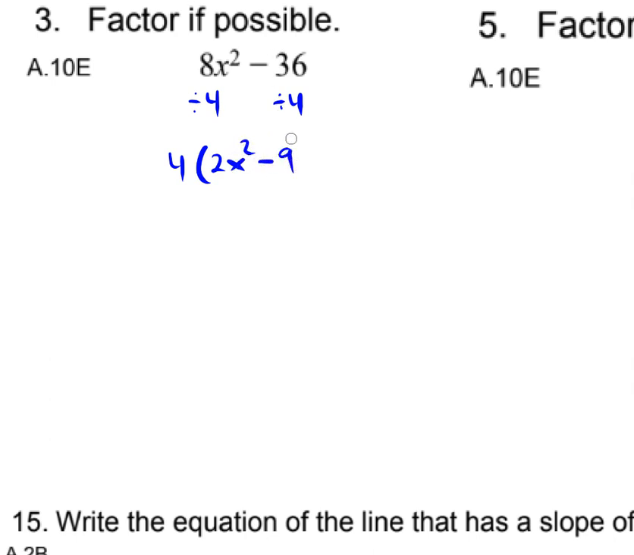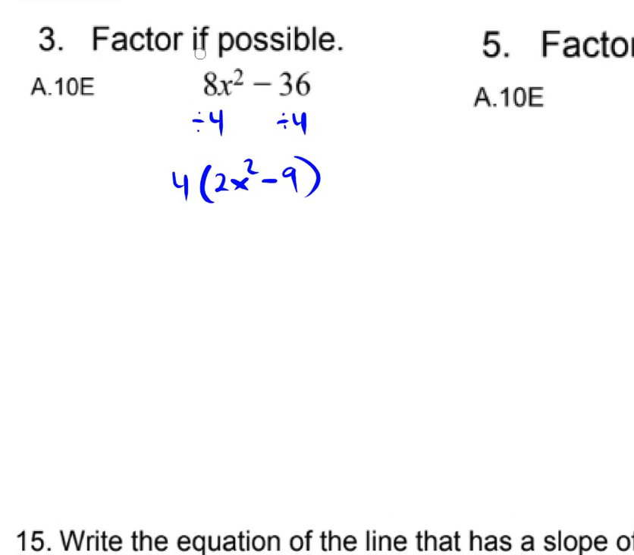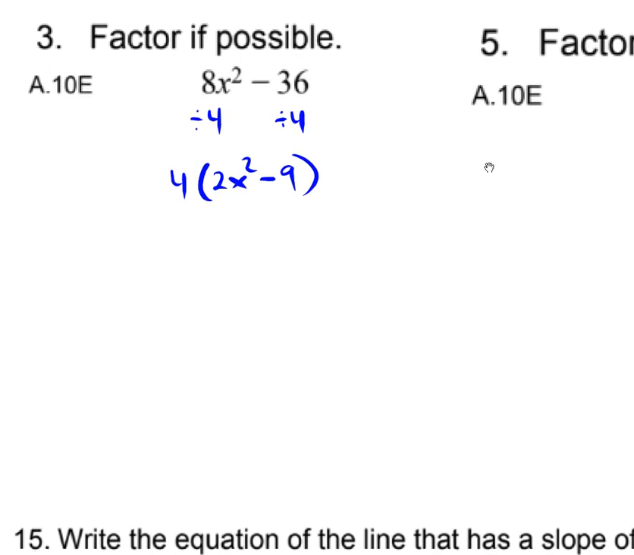minus 9. Now you might be wondering, Mr. Sims, why didn't you take out a 4x? Well, I can't take out a 4x here because there's no x term here. So the best thing I can take out in this case was a 4. That's the greatest common factor that I could take out of both of them. So I get 4 times 2x squared minus 9. So do be aware of that. It almost looked like it was difference of perfect squares, but this is not a perfect square, so we couldn't do that. All right, let's move on to the next one.